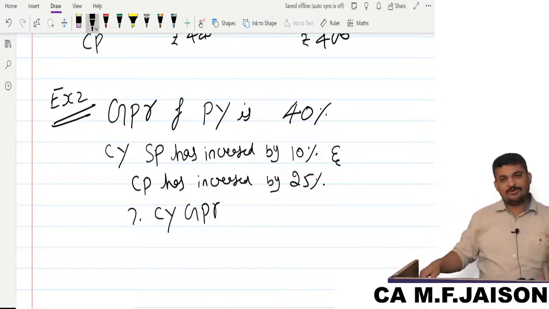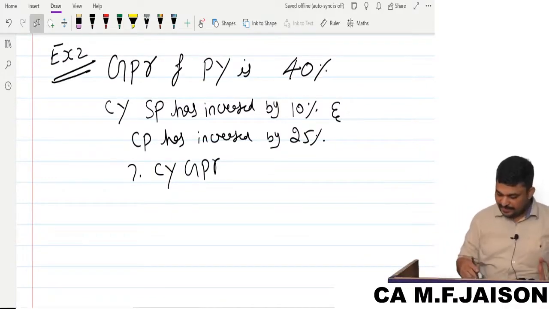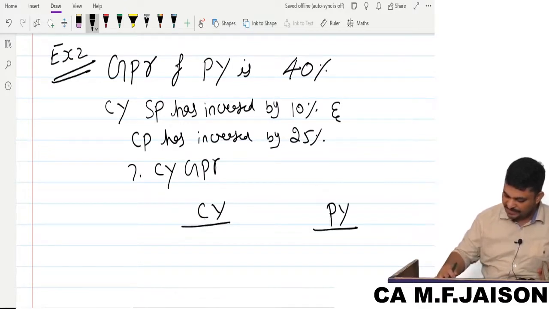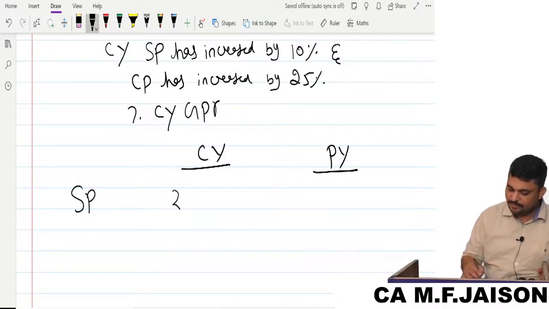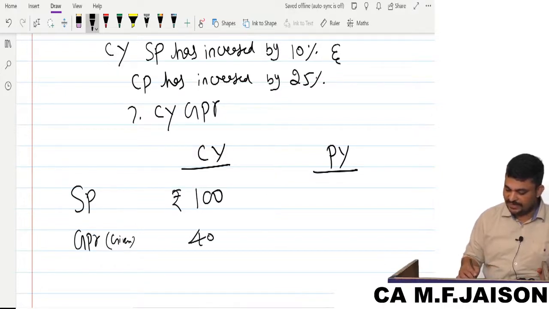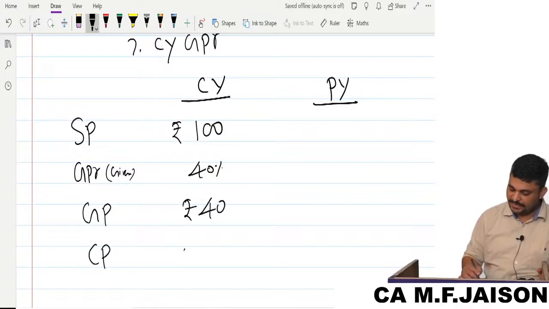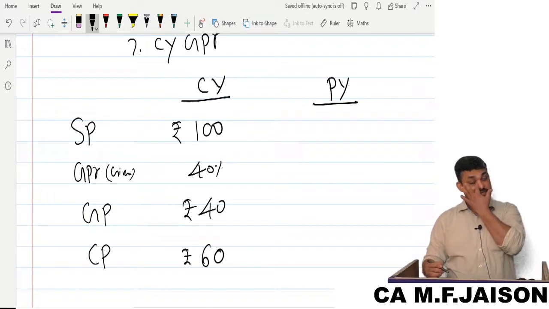Okay, so let me try. So you have tried, is what I believe. So we will take current year and previous year, same thing. Let the selling price be rupees 100. GPR given in the question? 40%. So what is the gross profit? Rupees 40. What is the cost price? Rupees 60, 100 minus 40.